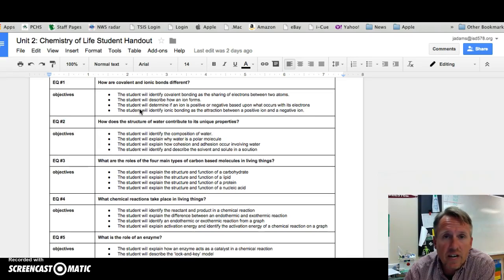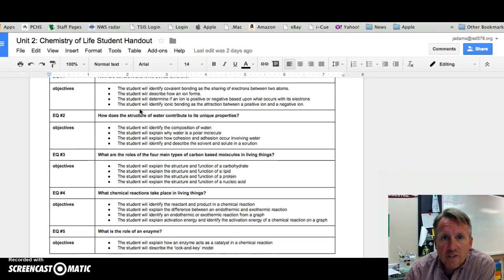So we'll take a look at different kinds of chemical reactions that occur in living things. You'll also be able to identify an endothermic or an exothermic reaction by looking at a graph. And then lastly, for essential question number 4, you'll be able to explain activation energy and identify the activation energy of a chemical reaction on a graph.